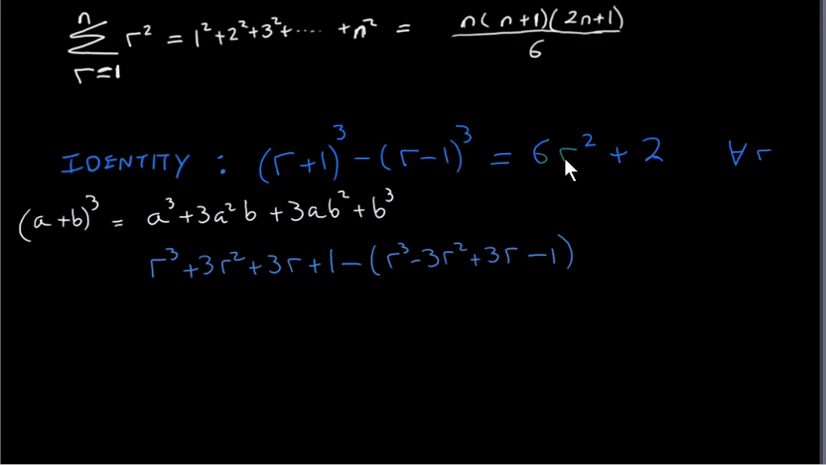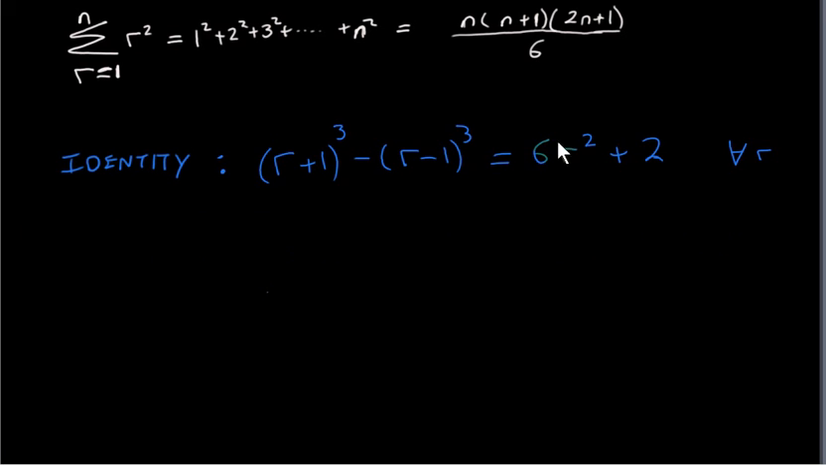So this thing should all break down to 6r squared plus 2. You can see that the r cubes cancel out. We have plus 3r squared minus 3r squared. That's going to give us 6r squared. We have plus 3r minus 3r. 3r's will cancel out. And we have plus 1 minus 1. That's plus 1 is plus 2. So this identity is indeed true. So it doesn't matter what value we put in for r, this thing will be true.